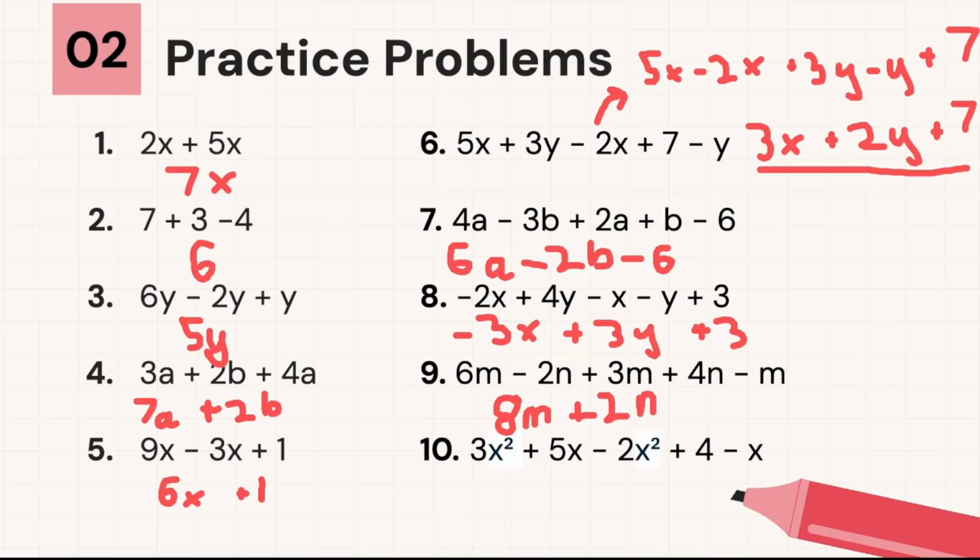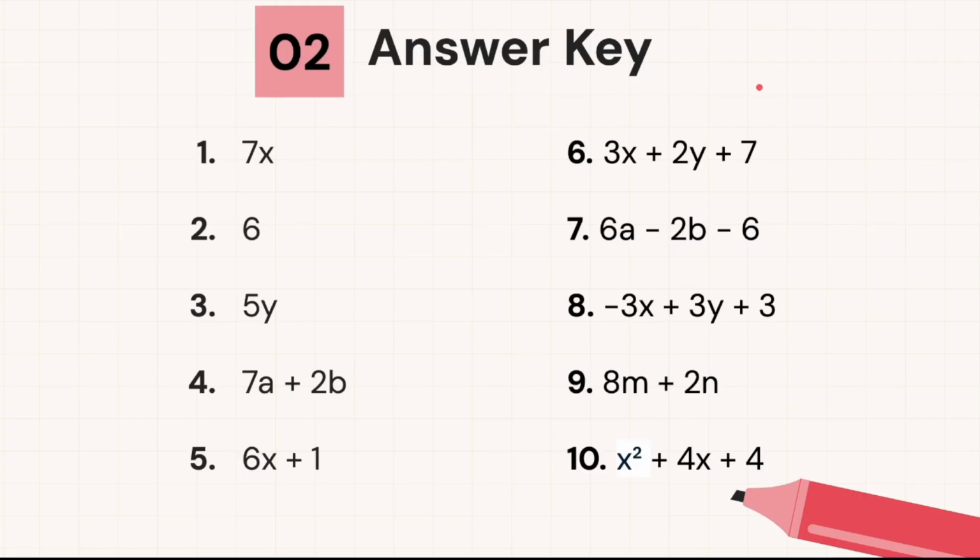And then for our final expression, we group 3x squared and negative 2x squared. This would just be x squared. And then 5x minus x, which would be 4x. And then our constant, which is 4. So these are our final answers for each of these expressions. Here we have the answer key to which you can compare the answers if you would like to.